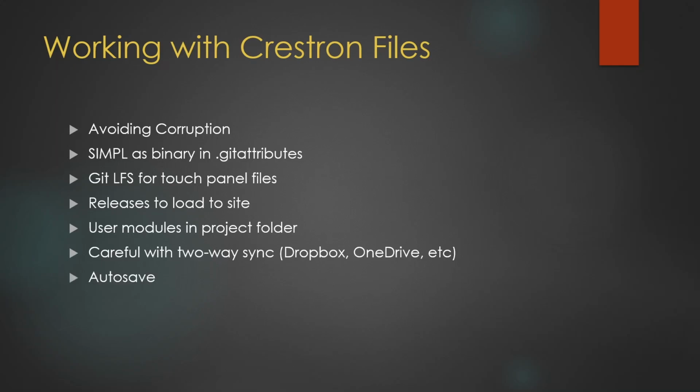Autosave. You should be aware that SIMPL Windows and Vision Tools ProE both have an autosave mechanism. SIMPL creates a copy of the SMW file as .asv. If you ever need this, you can just rename it to .smw and open it up. This doesn't really impact Git at all, and .asv files should be ignored in your gitignore file.